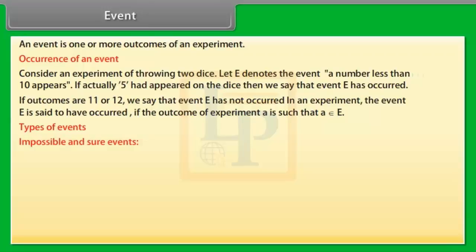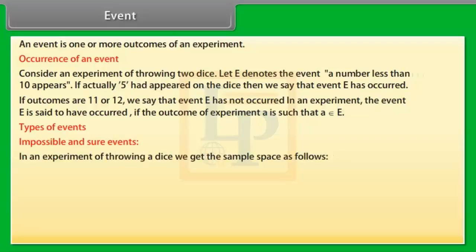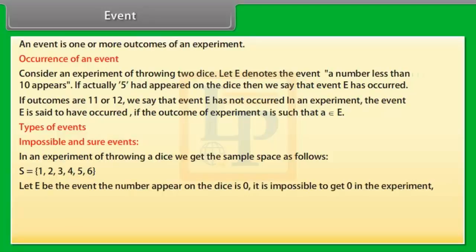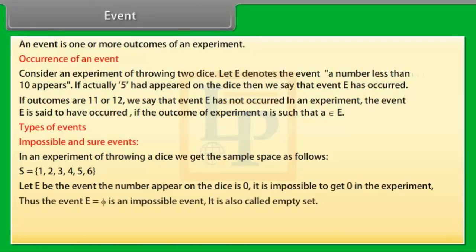Types of events. Impossible and sure events. To understand it, let's take an example. In an experiment of throwing a dice, we get the sample space as follows. S is equal to {1, 2, 3, 4, 5, 6}. Let E be the event the number that appears on the dice is 0. It is impossible to get 0 in the experiment. Thus the event E is equal to phi is an impossible event. It is also called the empty set.